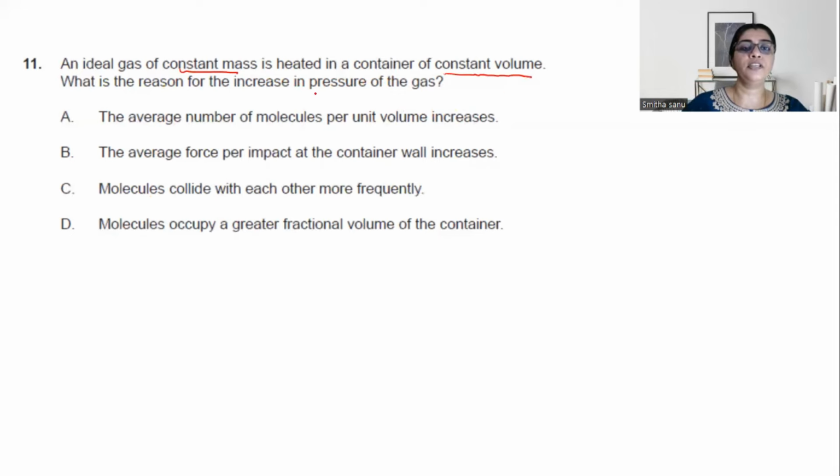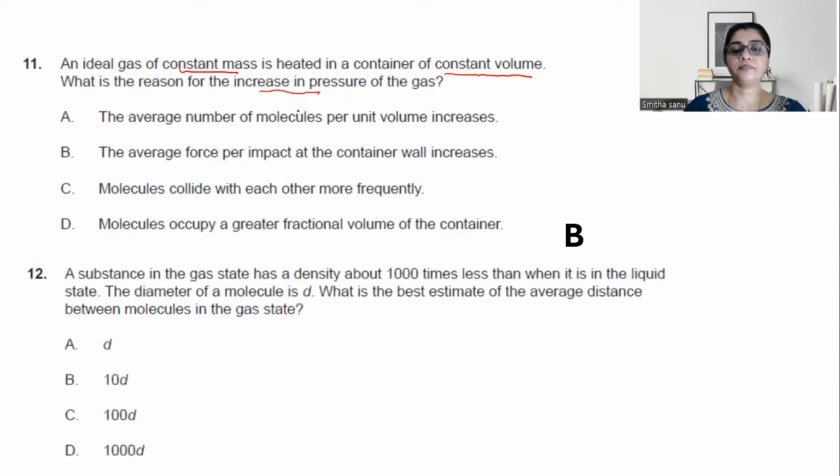What is the reason for the increase in the pressure of the gas? What causes the increase in the pressure of the gas? And the answer could be average force per impact on the sides of the container wall. If it increases, it means pressure is increasing. If pressure is increasing, it means temperature will also increase. So the answer is B.